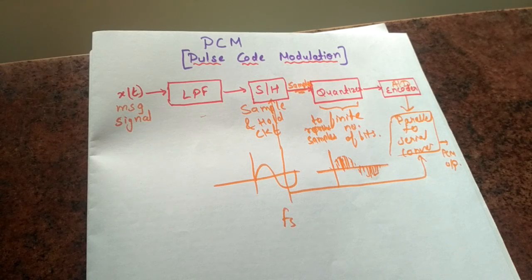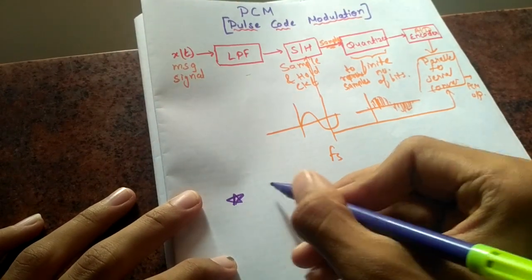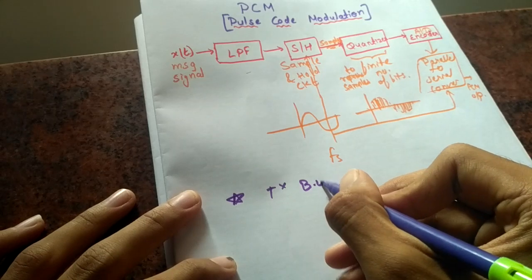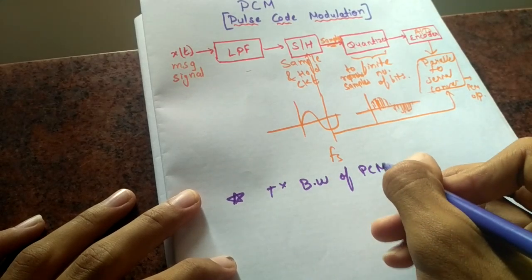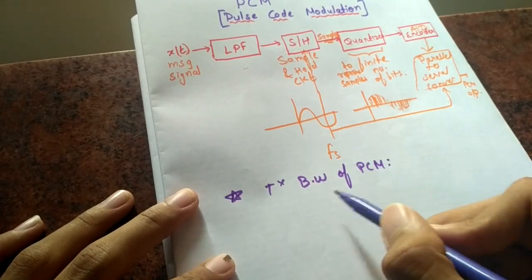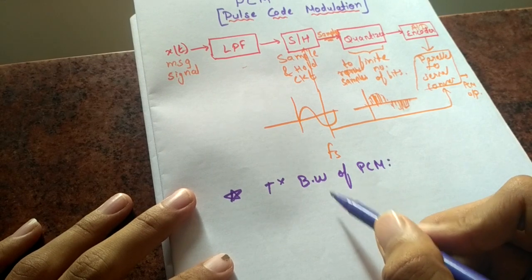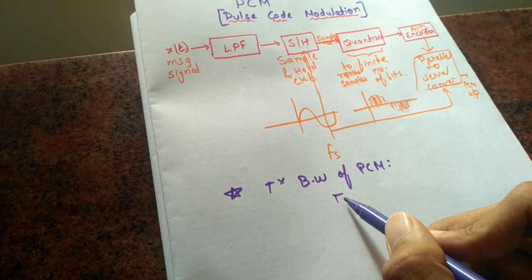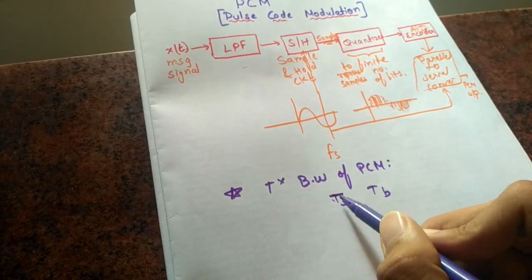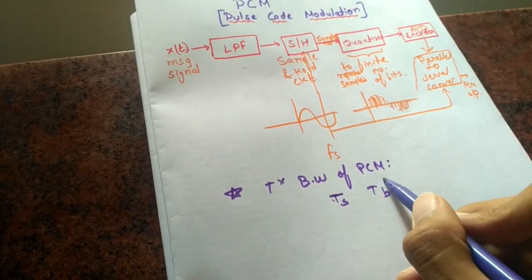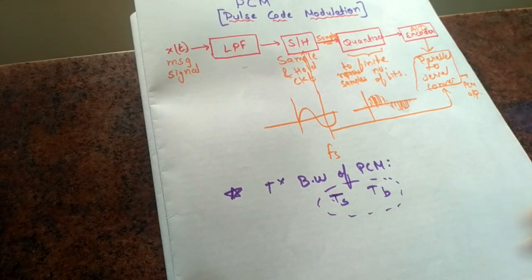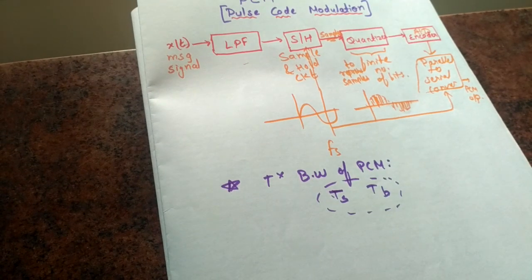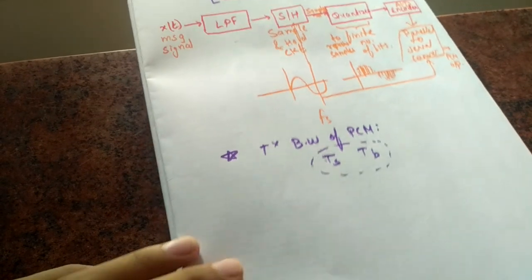Now we will directly jump to the calculation of bandwidth, obviously the transmission bandwidth of PCM. We all have confusion about what is RB, what is TB, what is fs and all these things. Mostly this Ts, Tb, all these things create confusion. But nothing is very complex in this, just stay tuned.